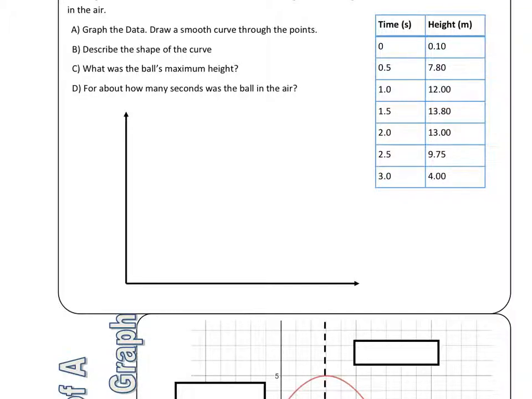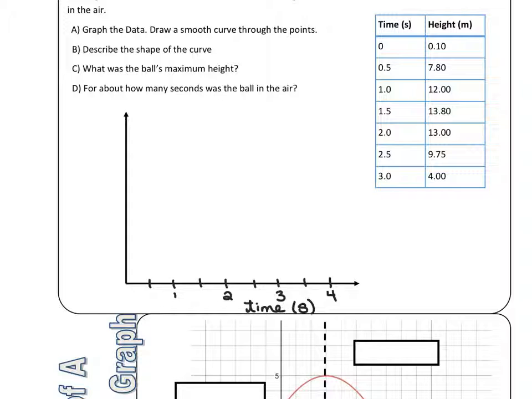Now our time goes to 3 seconds and it's 0.5 intervals. So I'm going to put them on evenly spaced along the bottom. So time is on the bottom, and in this case, it's in seconds. Then we're going to do the height along the side.